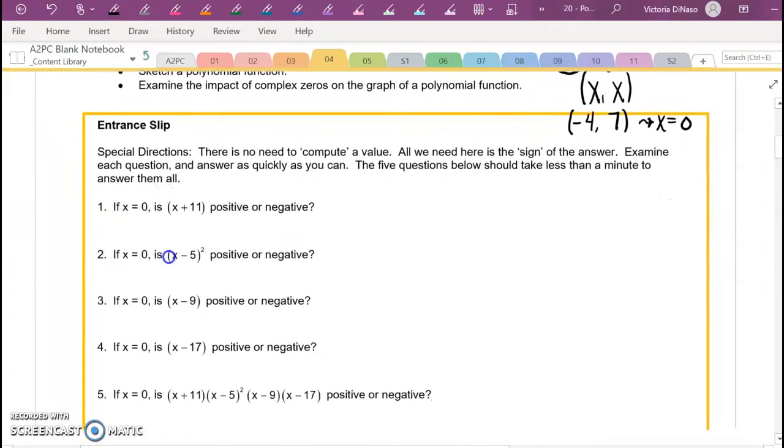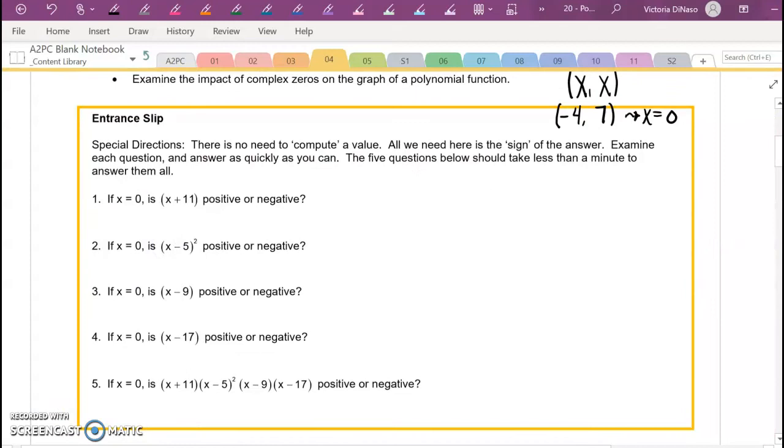So for each of these questions, 1 through 5, we're going to try and go through these as quickly as possible. So we're going to figure out just if it's positive or negative when we're plugging in this value. So for number 1, when I plug in the 0 into x, is that going to be a positive or negative number? Positive. When I plug in the 0 for x, is that going to be a positive or negative number? Well, every time that you square something, that's important. Every time that you square something, it's always going to end up being positive.